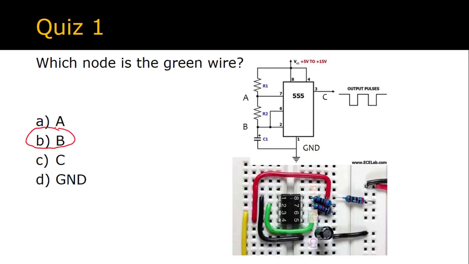The answer is node B. You can tell that by looking at the two pins that the wire connects to. This side of the green wire connects to this row of the breadboard. And that row of the breadboard is also shared by pin 2, so that we know one side of the green wire is connected to pin 2. This side of the green wire is connected to this row of the breadboard, which connects to pin 6, one terminal of C1, and one terminal of R2. Now if we look at the schematic, only one node fits that description of connecting to C1, pin 2, pin 6, and R2.